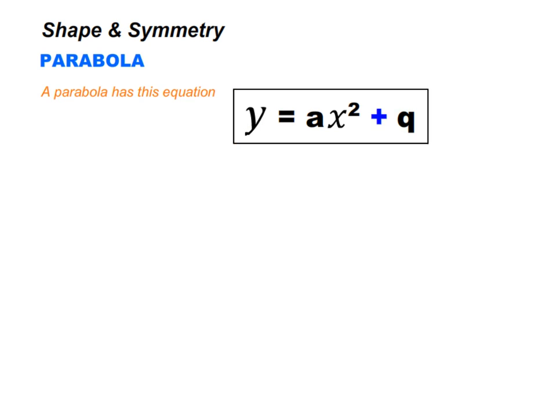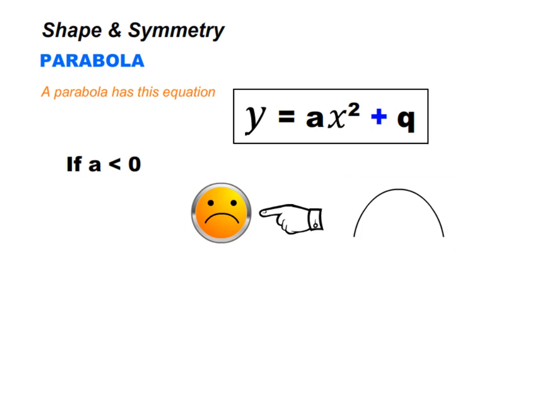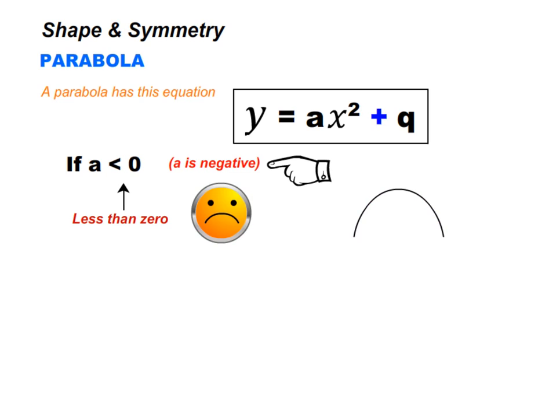If a is negative, or a is less than 0, the graph will be a sad or frowning face. The shape will be like this. Remember that this sign, which is less than 0, means negative.